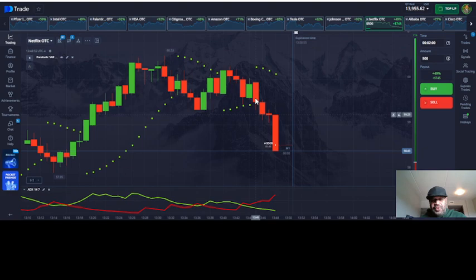So all of these confluences suggest a continued bearish momentum to the downside in the price of Netflix over the next 2 minutes. So let's keep an eye on this trade and wait for the expiration at the end of 2 minutes.